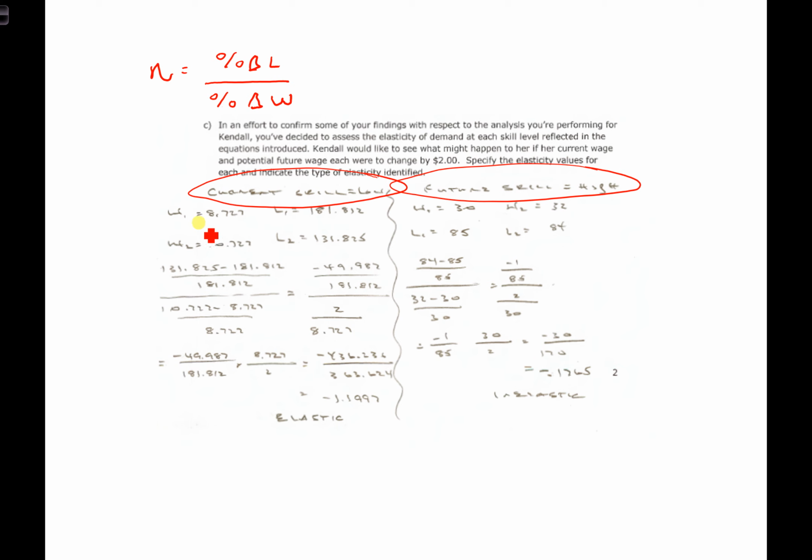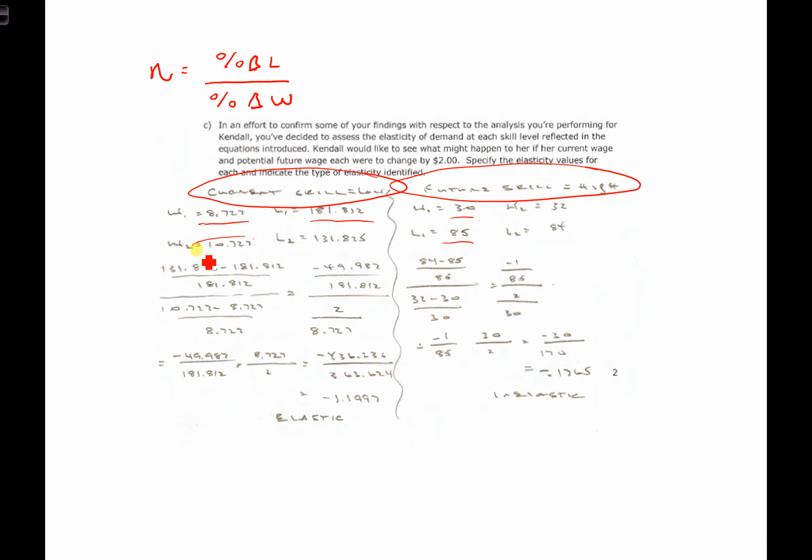It was $8.73, you might say, and labor was $181.812. At her future level, we then created a W star or W1 of 30 and an L star or L1 of 85. If we go back to the low skill set, the current skill set, a $2 change in wage goes from $8.73 up to $10.73.